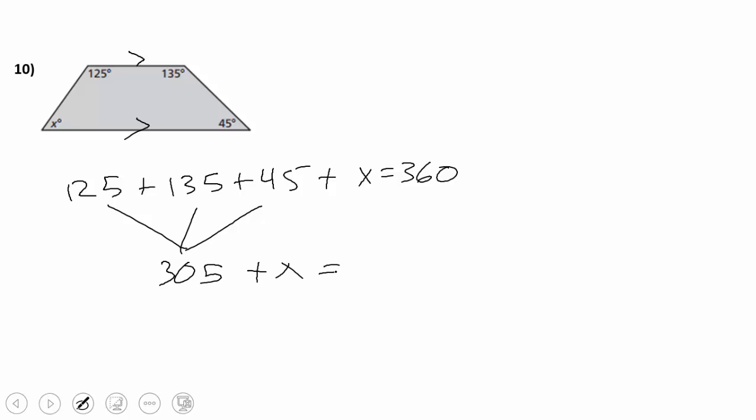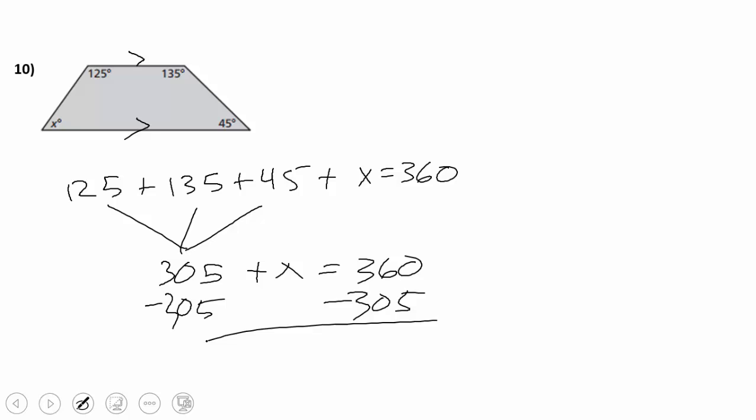So 305 plus x is 360. Subtracting the 305, we get that x is equal to 55 degrees. Makes sense? It is less than 90, so 55 would make sense. Alrighty? And notice it has four different sides, so that means there's going to be four different angle measures.